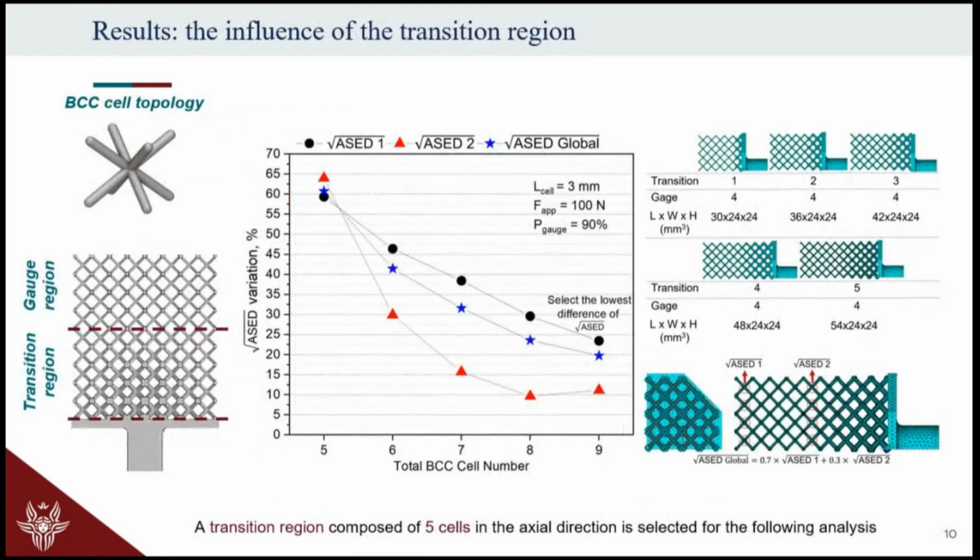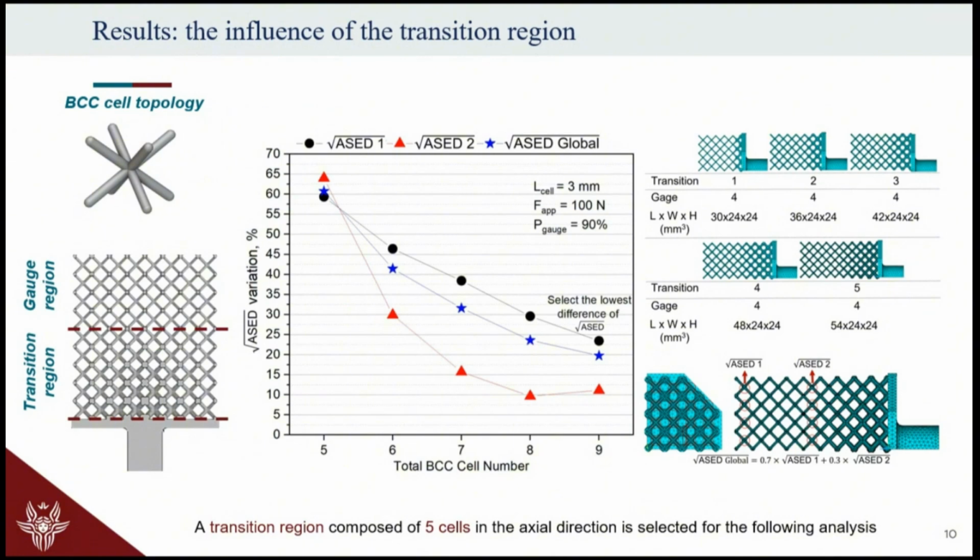So let me present you the result of this study. Before, I didn't mention how many layers we have in the transition region, because we conducted a parametric study in order to understand how big this transition region should be. You can start with only one layer, so one cell in the transition region, reaching up to 5. You easily understand that if you want to test something, you want to reduce as much as possible the unnecessary material. So the lower number of transition cells, let's say, the better.